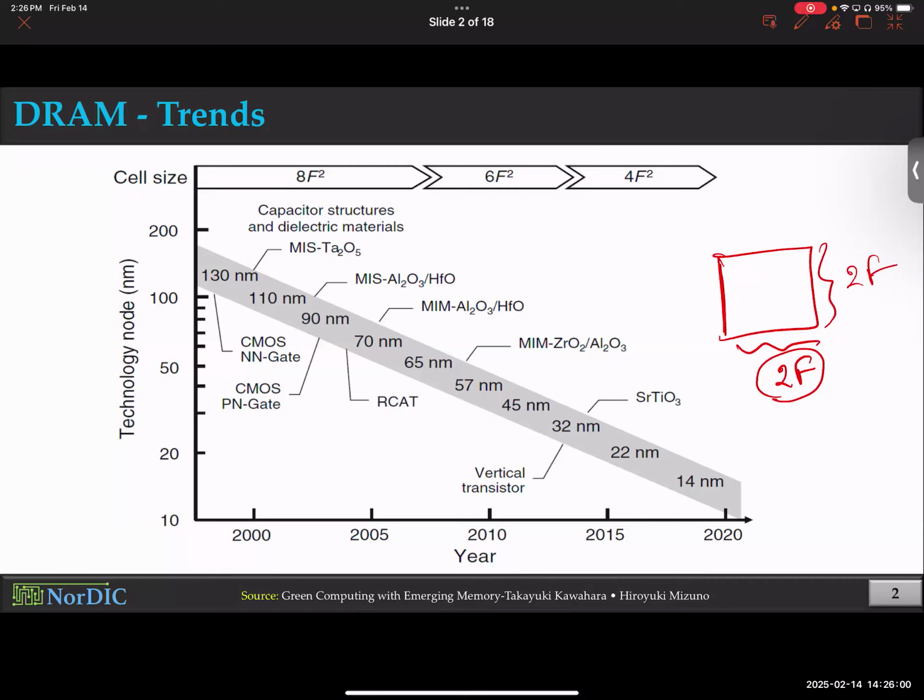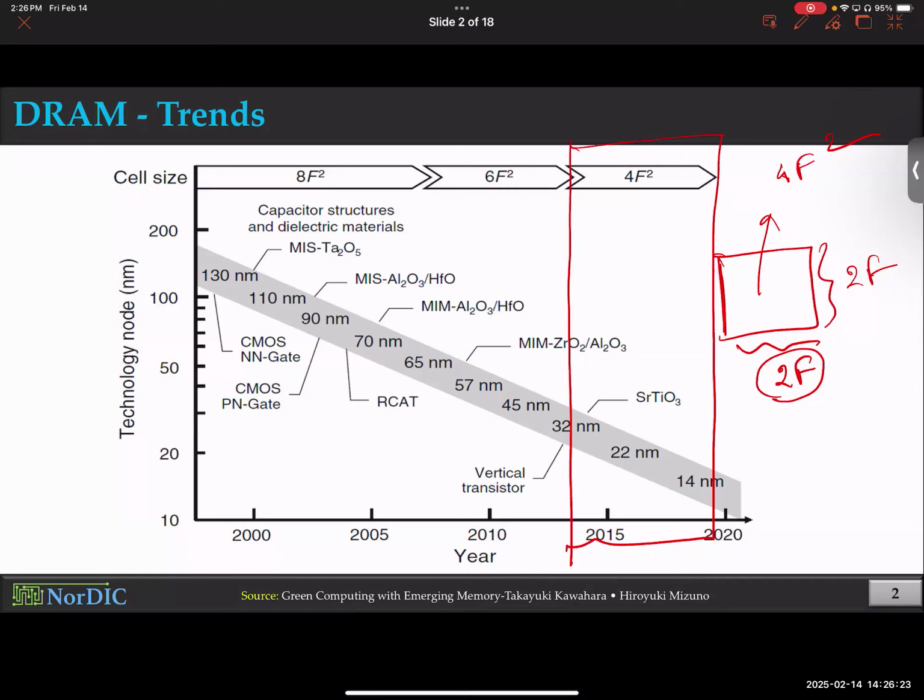So what does that lead to in terms of area? 4F square. Does that make sense? So notice, in this zone, with DRAM, we are already in the 4F square layout region. I guess all with me? So we have basically optimized it to the max.